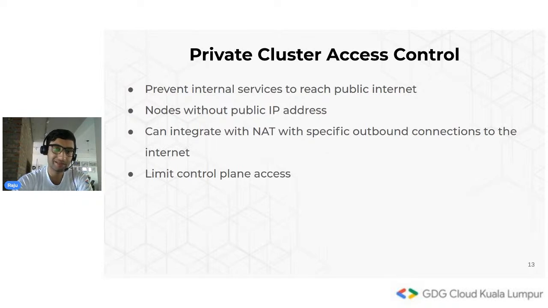And there might be cases where we need to access an external resource or call an external API, and we can do that with the NAT gateway, so that we have a specific set of IP addresses which will call the external URL. We could configure the firewall for controlling that egress traffic, and also limit the control plane access. That means the API access control.